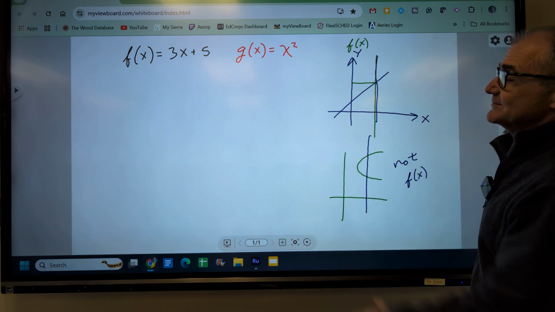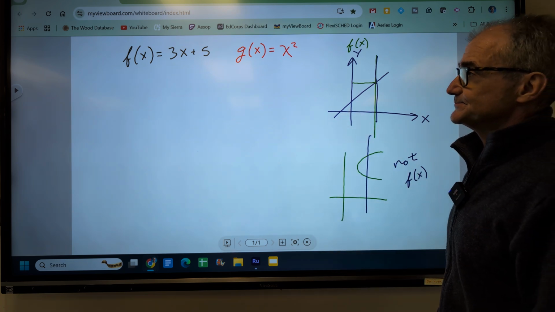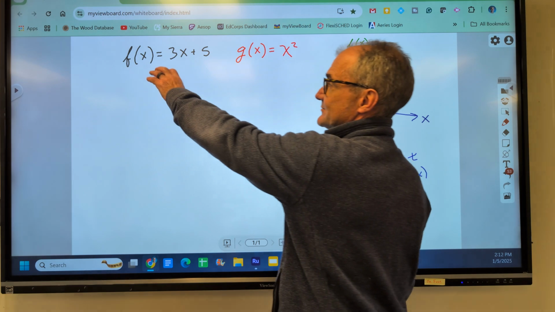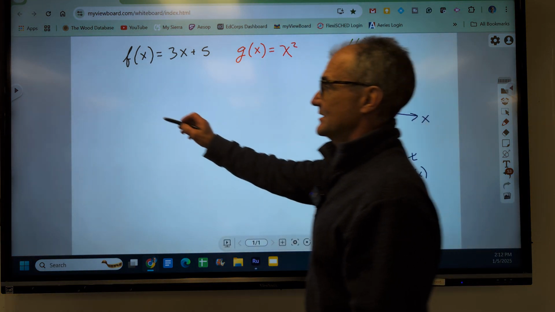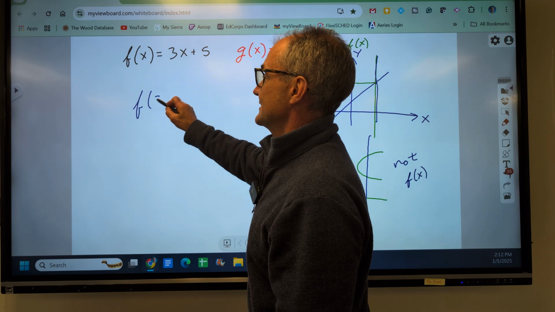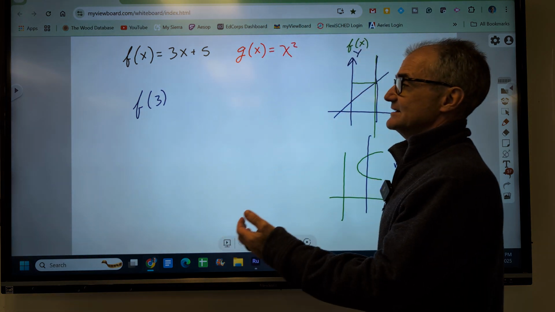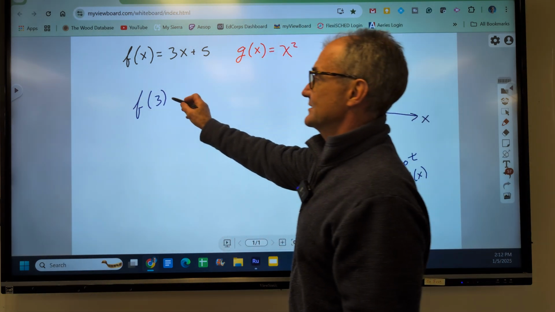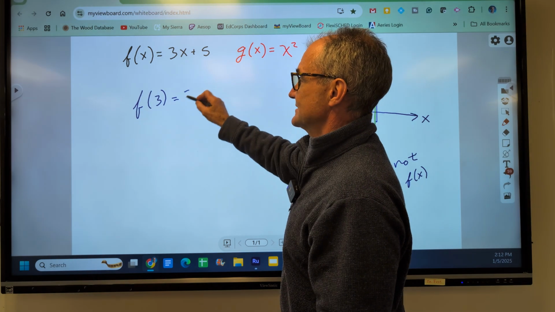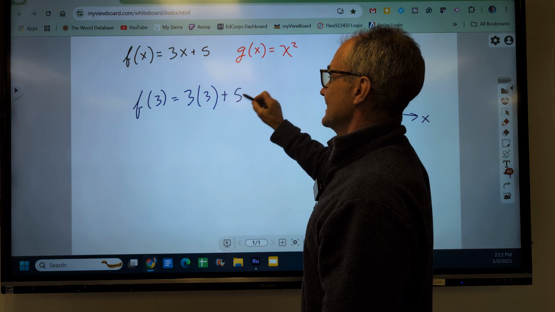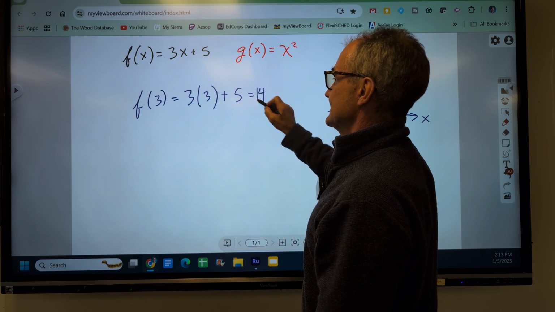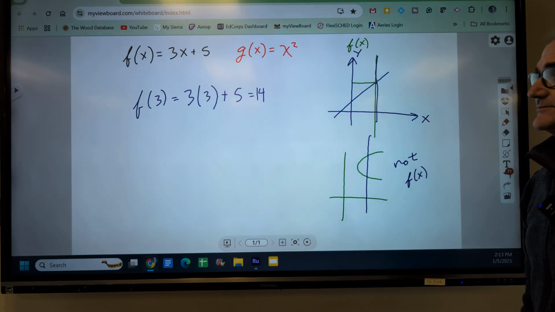So that's the first thing about function notation. This is just saying I've already checked it. It is a function. It's a model. And if I want to find a specific value in that model, I could say find f of 3. Wherever there's an x, I now replace it with a 3. So 3 times 3 plus 5, and I get f of 3 is equal to 14.